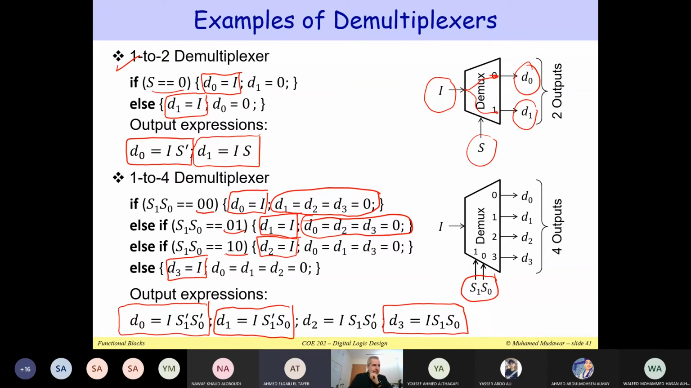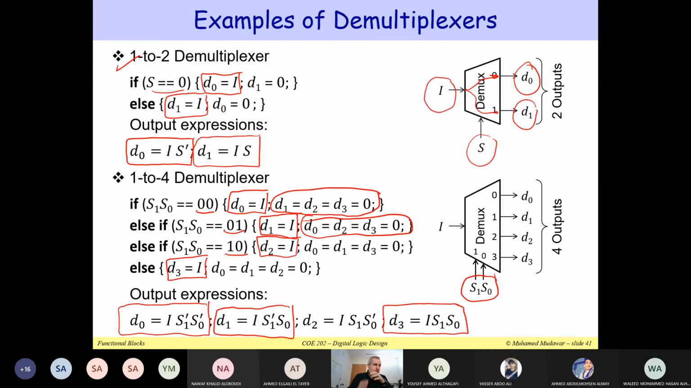Yes. So Ahmed, can you tell me more about this? Can we make the demultiplexer similar or equivalent to a decoder? Are they equivalent? Are they identical circuits? I'm not sure. I think we can make a demultiplexer from a decoder. How? I'll have to think about it. But it seems as if it's possible. In fact, we can.